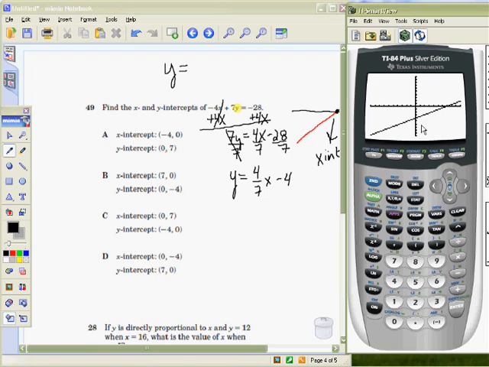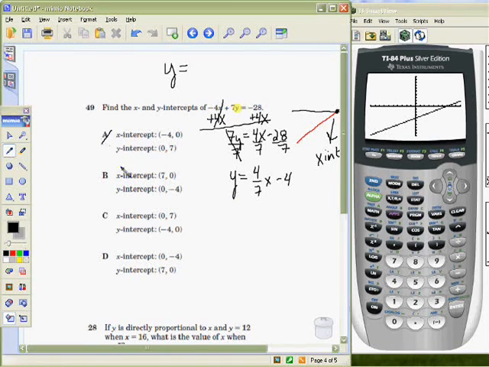So let's count our y-intercepts. Our y-intercept is negative 1, 2, 3, 4. So that means that I can get rid of A, because that says 0, 7. And I can get rid of C, because that says negative 4, 0. And I can also get rid of D, because I know that my y-intercept here is at negative 4. The ordered pair is 0, negative 4.